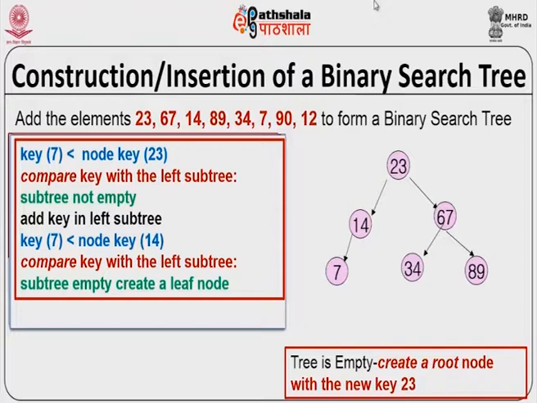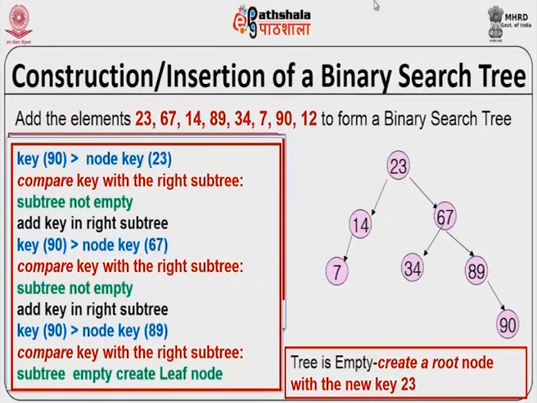Next you have 90. Here you start with 23 again, and you find that 90 is greater than 23. So, you go to the right subtree. The right subtree is not empty, it has 67 as the root. So, you compare 90 with 67, and you find that 90 is greater than 67. So, you go to the right subtree, which again is not empty, and the root node of that subtree is 89.